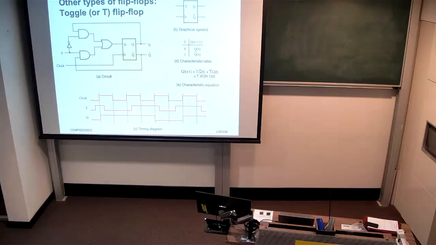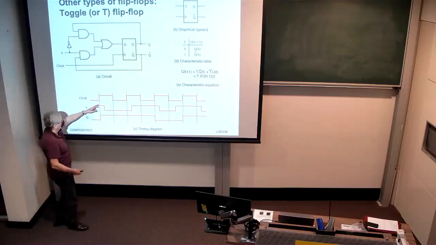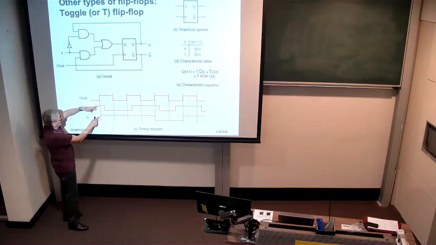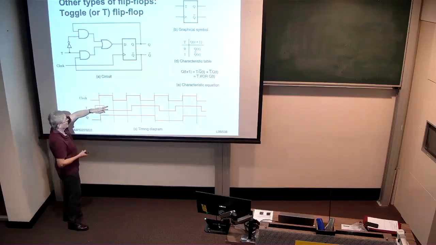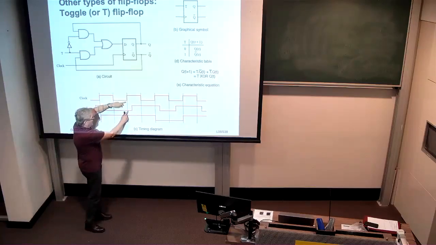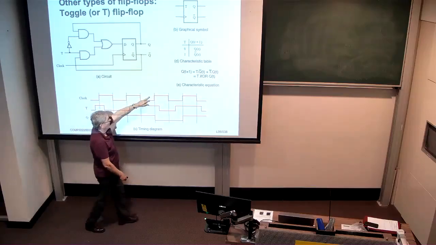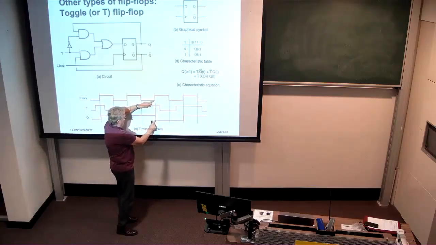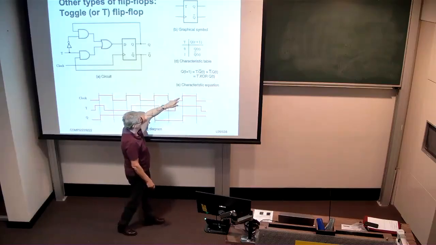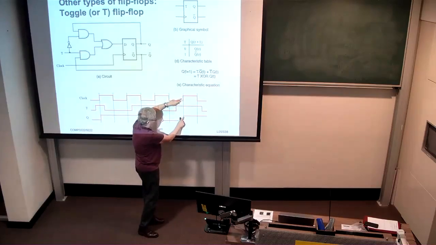Obviously, I hope it's obvious that in the timing diagram here, whenever T is high, we see that there's a change in state of Q when the clock goes high. Here's an active clock edge, but T is low, so no change in Q. Active clock edge, T is high, therefore we get a change in Q. Active clock edge, T is high, so we get a change in Q again.